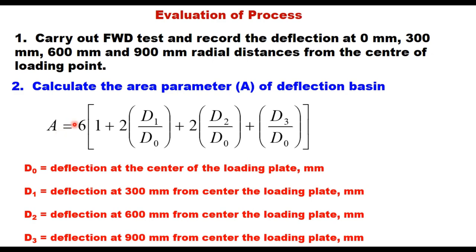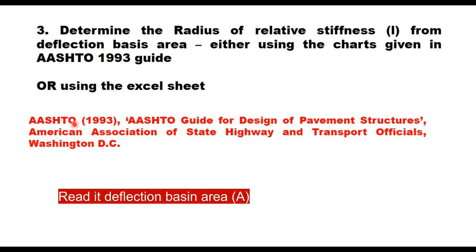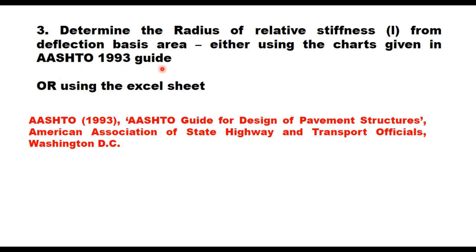Then the third step is to determine the radius of relative stiffness L from the deflection basin area. Now when you have the value of deflection basin area A, then you can calculate the value of L, that is the radius of relative stiffness. And for this, there are charts available in the AASHTO 1993 guide.